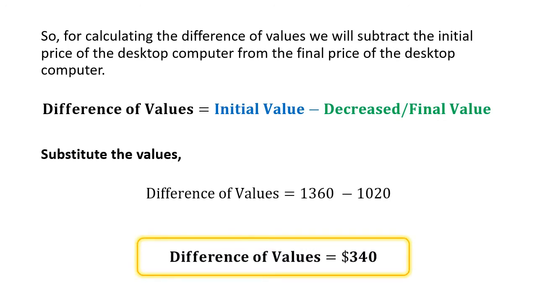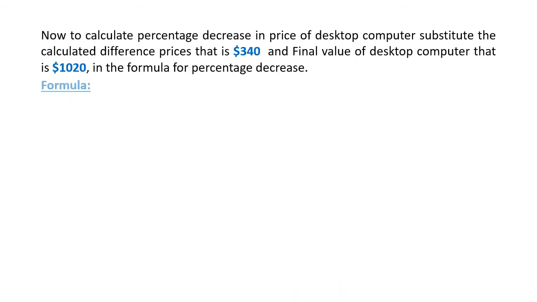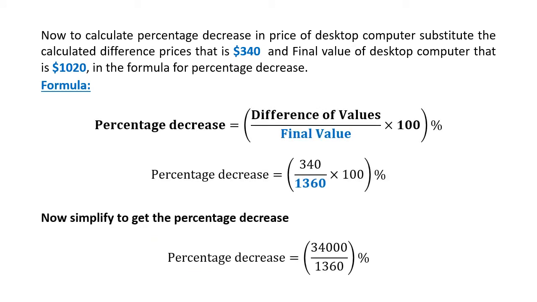So, for calculating the difference of values, we will subtract the initial price of the desktop computer from the final price of the desktop computer as shown in the steps. After subtracting, we have $340. Now to calculate percentage decrease in price of the desktop computer, substitute the calculated difference of prices, that is $340, and the final value of the desktop computer, that is $1,020, in the formula for percentage decrease. Then simplify to get the percentage decrease.